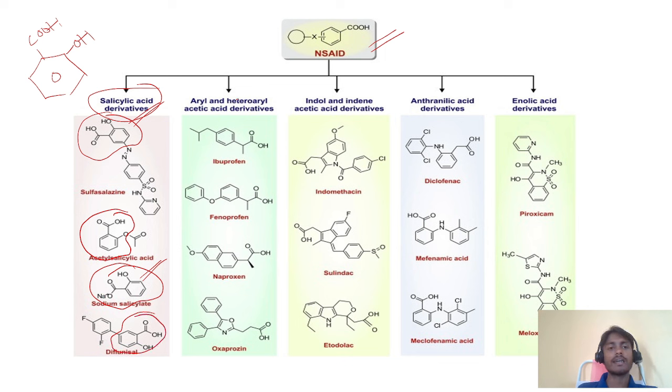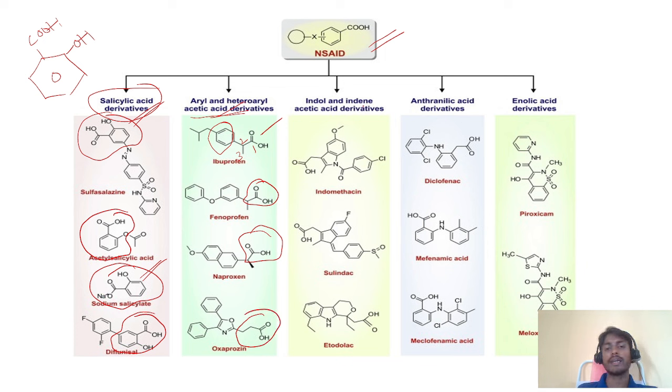Okay, next one is aryl and heteroaryl acetic acid derivatives. See, one carbon, two carbon, okay, three carbon. This is an aryl group, hence we are calling it an acetic acid derivative. Here also, one, two, three. Okay, so here also acetic acid is there. Here also acetic acid. Okay, here also acetic acid is there. That's why we can call it acetic acid derivative.